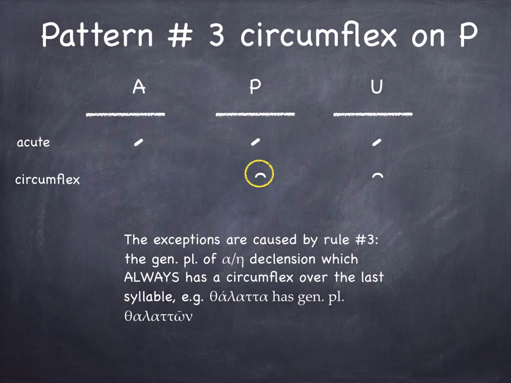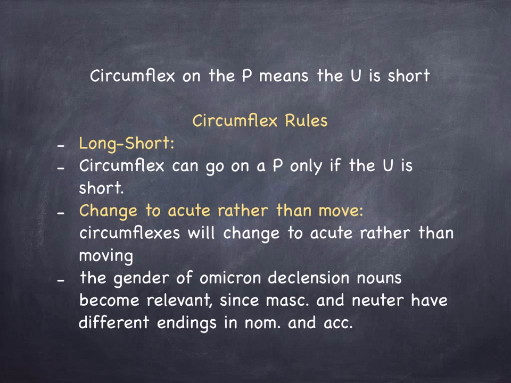But circumflexes are a little more complicated than acutes, so it's worth thinking about some additional rules for them. There's what we call the long-short rule that requires that for a circumflex to sit on a penult, the ultima must be short. So when the case ending becomes long, it will affect the circumflex, changing it from a circumflex to an acute. And in this pattern, the gender in the omicron declension nouns becomes relevant because the masculine and neuter tend to have different endings in the nominative and accusative.